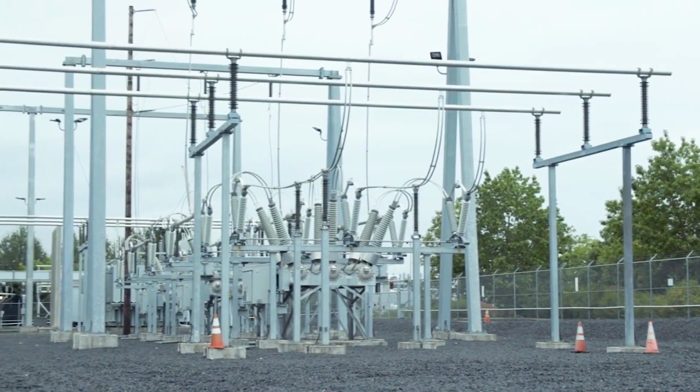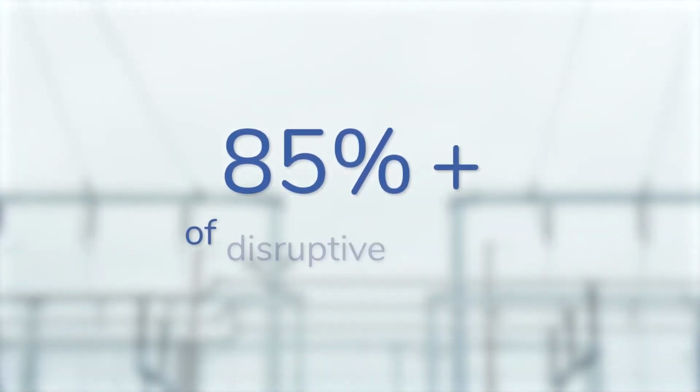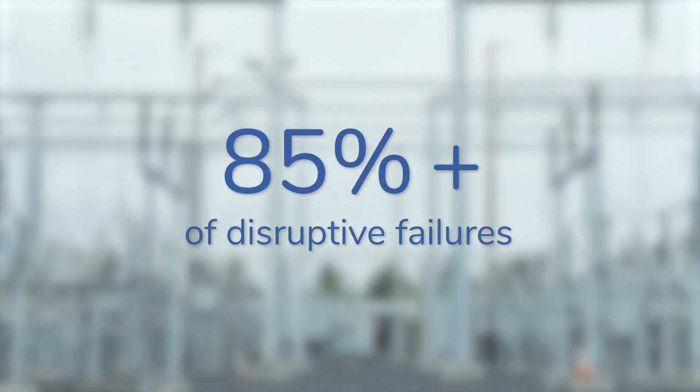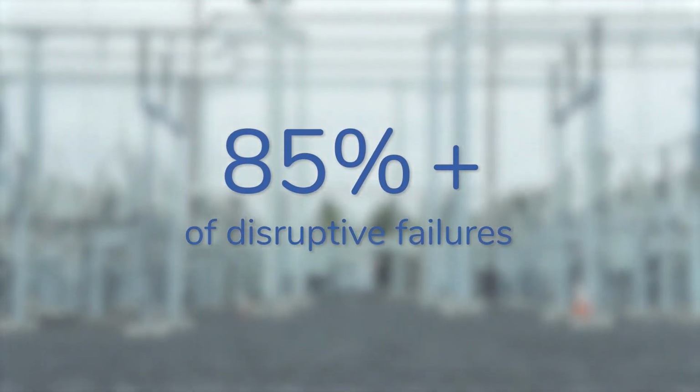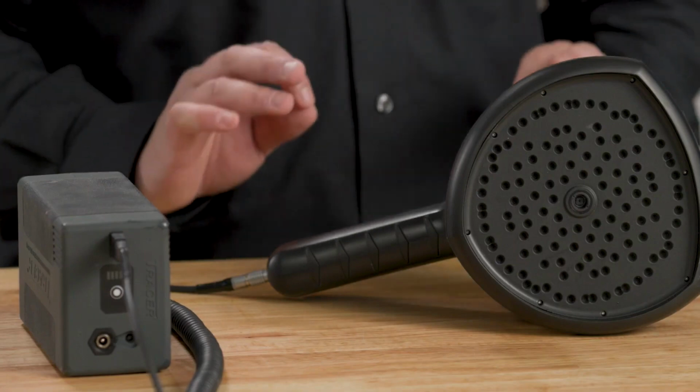And as for electrical systems, more than 85% of disruptive failures in high and medium voltage equipment are related to partial discharge. The FLIR SI-124's ability to accurately locate and assess partial discharge makes it a valuable inspection tool.